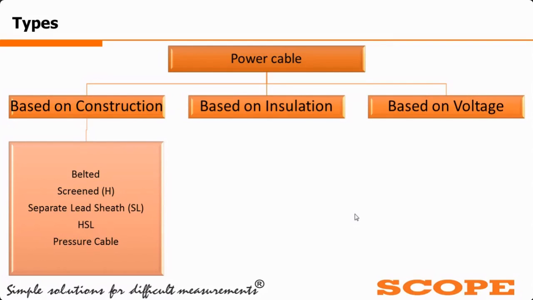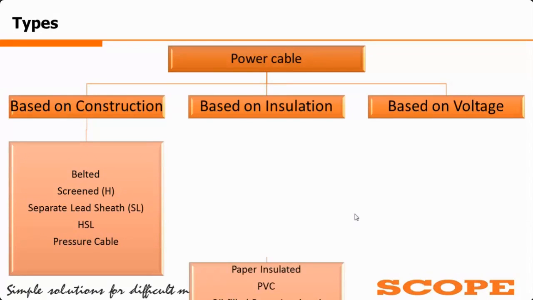Pressure cables are again divided into two types: oil pressure cables and gas pressure cables. Oil pressure cables are mainly used for submarine applications above 66 kV voltage levels. Gas filled cables contain pressurized gas, generally dry nitrogen or SF6 gas, kept at a certain pressure in an airtight steel pipe. This type of cable is very useful for extra high voltage and high load current applications.